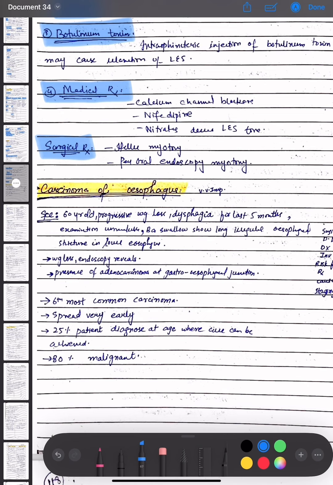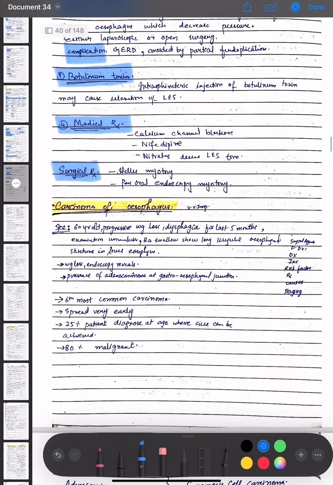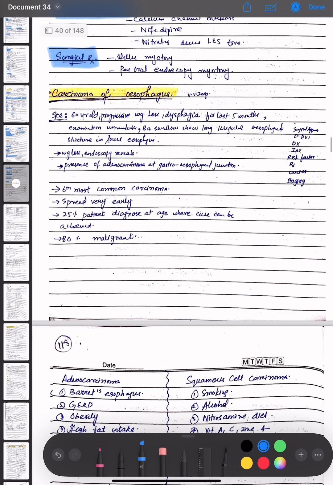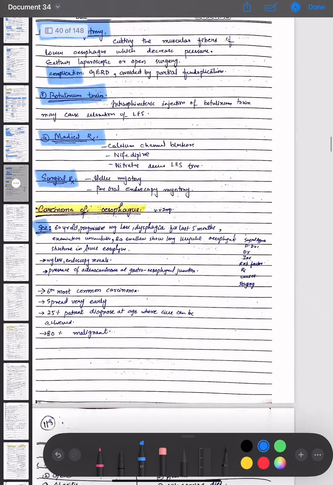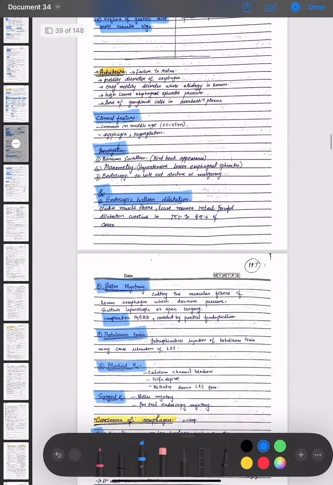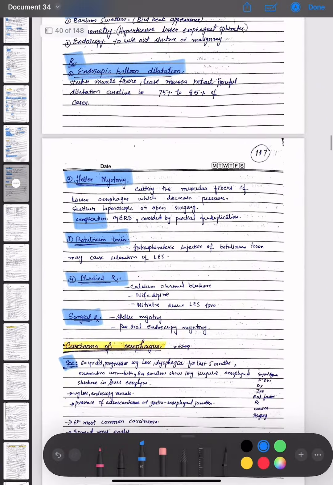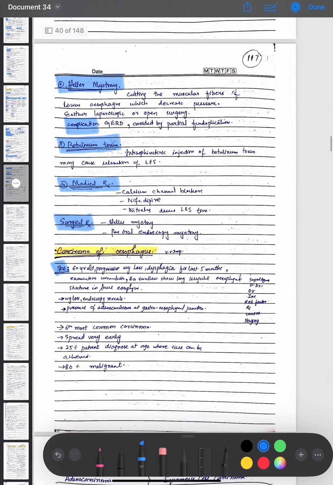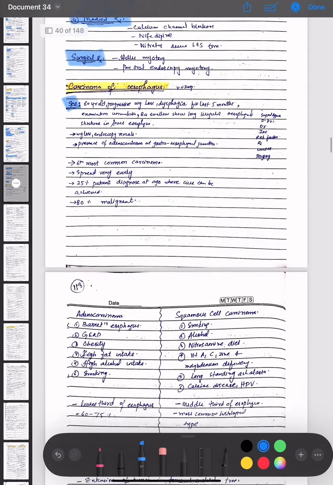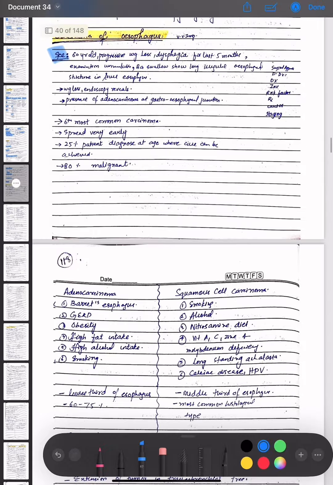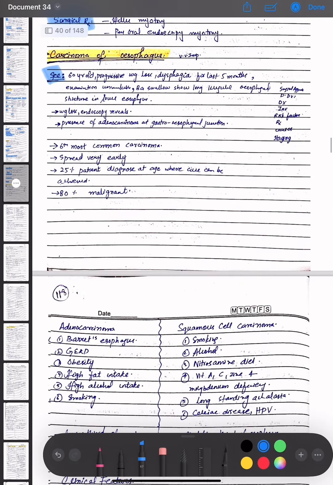Now coming towards carcinoma of the esophagus. In achalasia, we discussed the clinical features, the investigations, and the treatment options, which are endoscopic balloon dilatation, Heller myotomy, botulinum toxin, and medical and surgical treatment. This carcinoma of the esophagus is a very important topic. The scenario is a 60-year-old with progressive weight loss and dysphagia for the last 5 months, examination unremarkable.